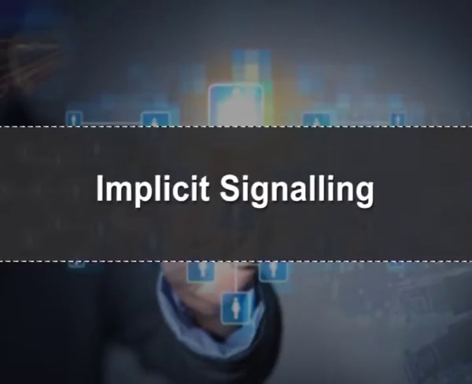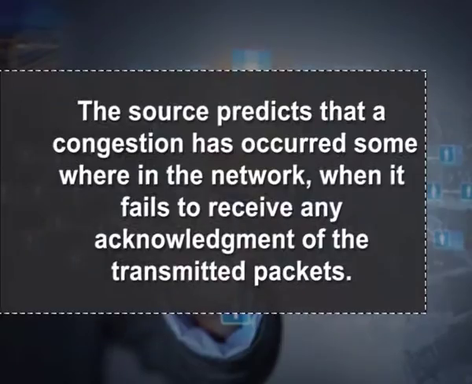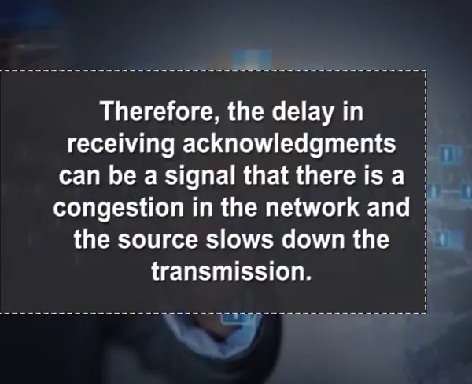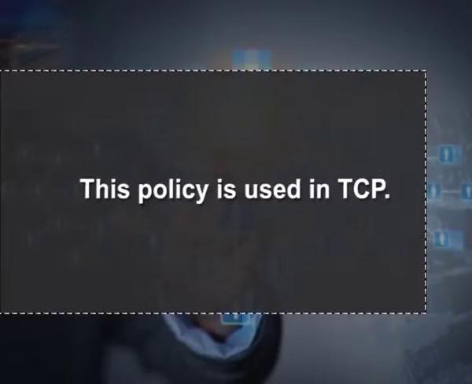Third is implicit signaling. The source predicts that congestion has occurred somewhere in the network when it fails to receive any acknowledgement of the transmitted packets. Therefore, the delay in receiving acknowledgements can be a signal that there is congestion in the network and the source slows down the transmission. This policy is used in TCP.